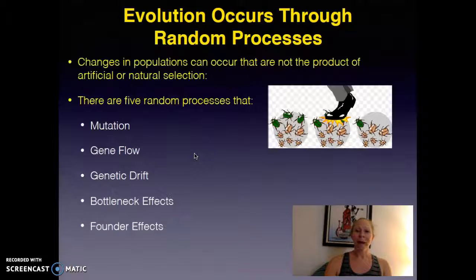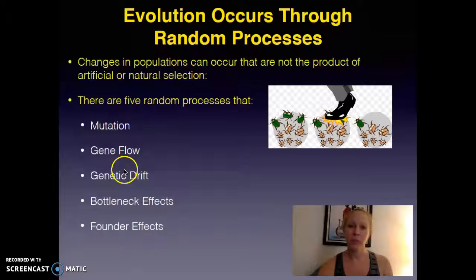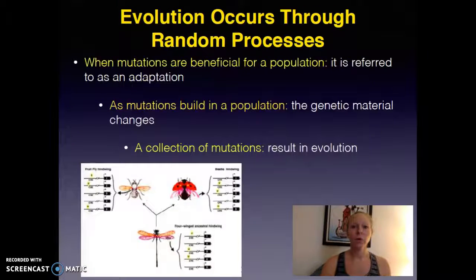So evolution can happen through small steps, like through natural selection and artificial selection, but it can also happen through random processes, things that are by chance. The 5 random processes that we're going to talk about are mutation, gene flow, genetic drift, bottleneck, and founder effect. We already talked about mutations, so let's get through this quickly.